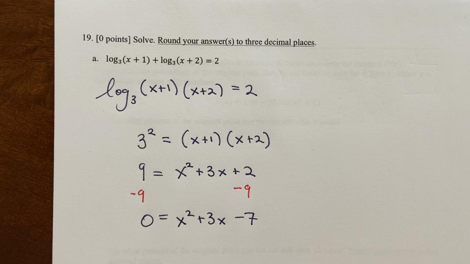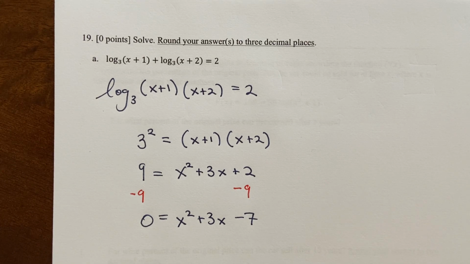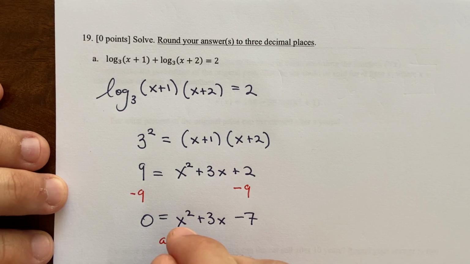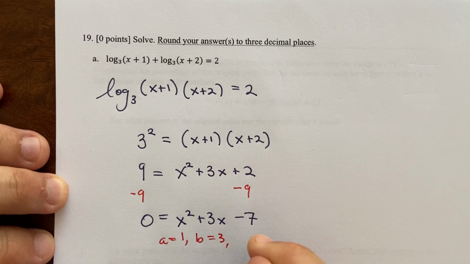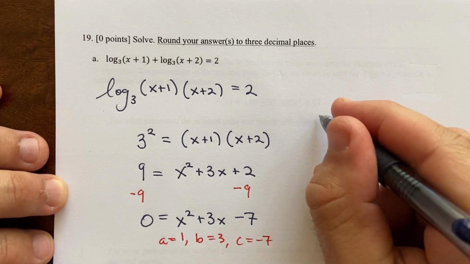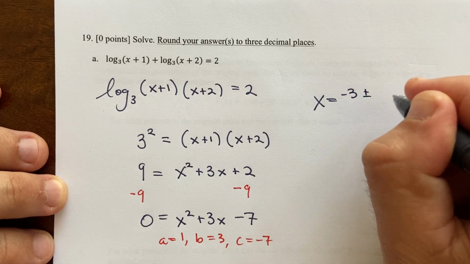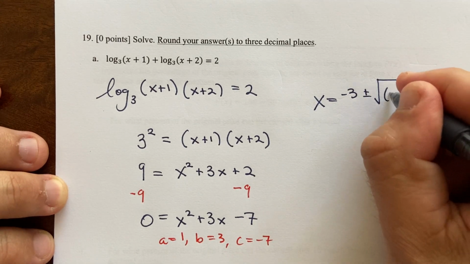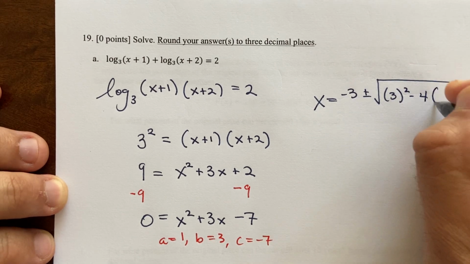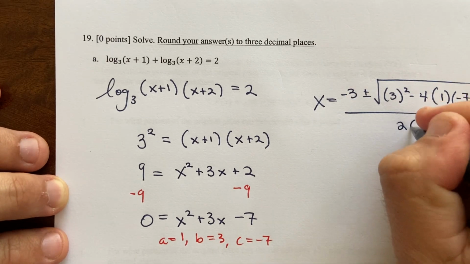All right, so it looks like this thing factors. Does it factor, or do I take that back? It looks like I take that back. So let's use the quadratic formula. So a equals 1, b equals 3, c equals -7. So I'd have x equals the opposite of b, plus and minus the square root of b squared minus 4 times 1 times -7, all over 2 times 1.